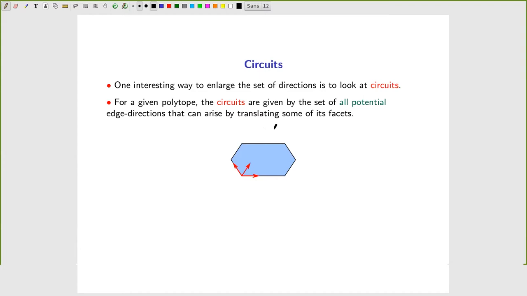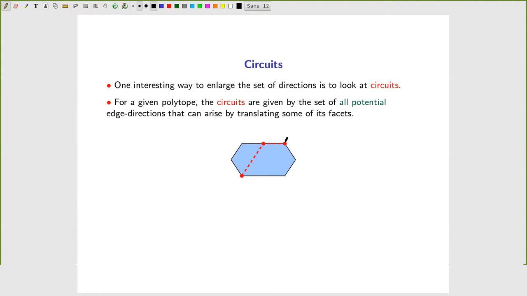So you can see that, of course, this is a relaxation in a way. It is enlarging the set of directions, so it might help to get shorter paths between two extreme points. In particular, if we look at this extreme point and this one over here, this circuit allows us to take a shortcut. So here we could reach this extreme point in two steps, while before we actually needed three.